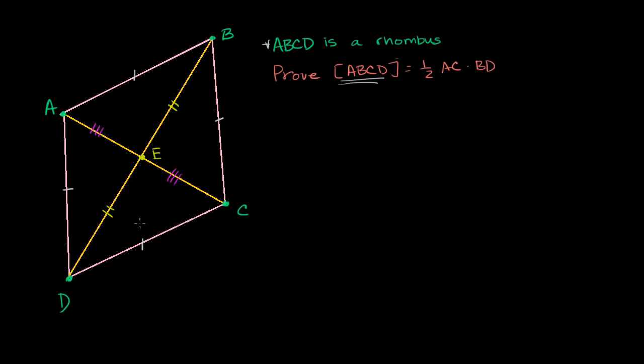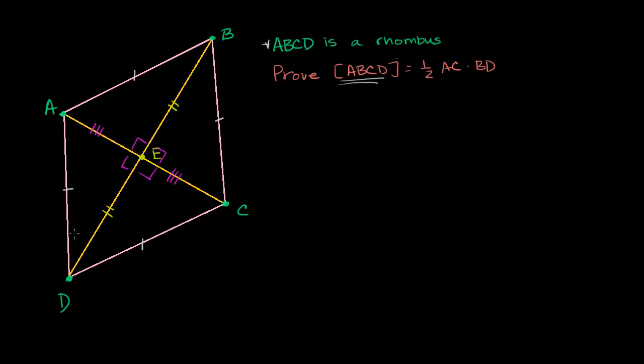We also know, because this is a rhombus, and we proved this in the last video, that the diagonals, not only do they bisect each other, but they are also perpendicular. So we know that this is a right angle. This is a right angle. That is a right angle. And then this is a right angle.